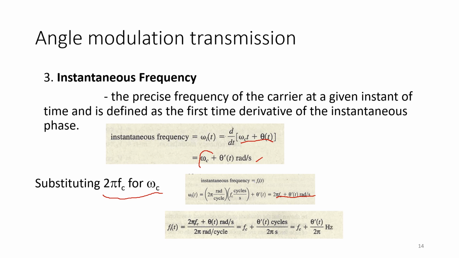So the instantaneous frequency is given by the formula 2 pi f_c plus theta prime(t) radian per second. So this is 2 pi radian per cycle, which is equivalent to f_c, so this is cancelled out. What remains is f_c, and then we have theta prime(t) divided by 2 pi. Simplifying further, we have f_c plus the first derivative of theta(t) all over 2 pi. That is in terms of hertz. Since that is instantaneous frequency, our unit there is hertz.